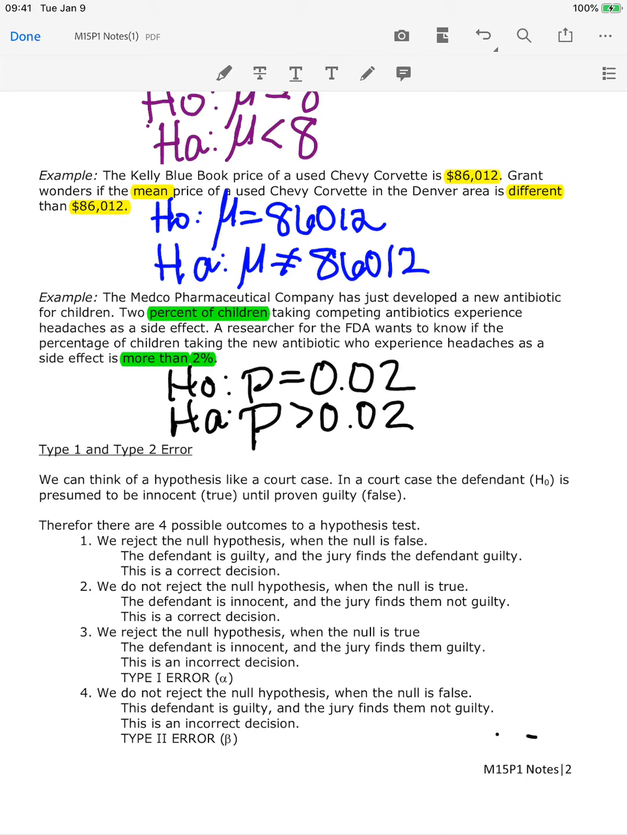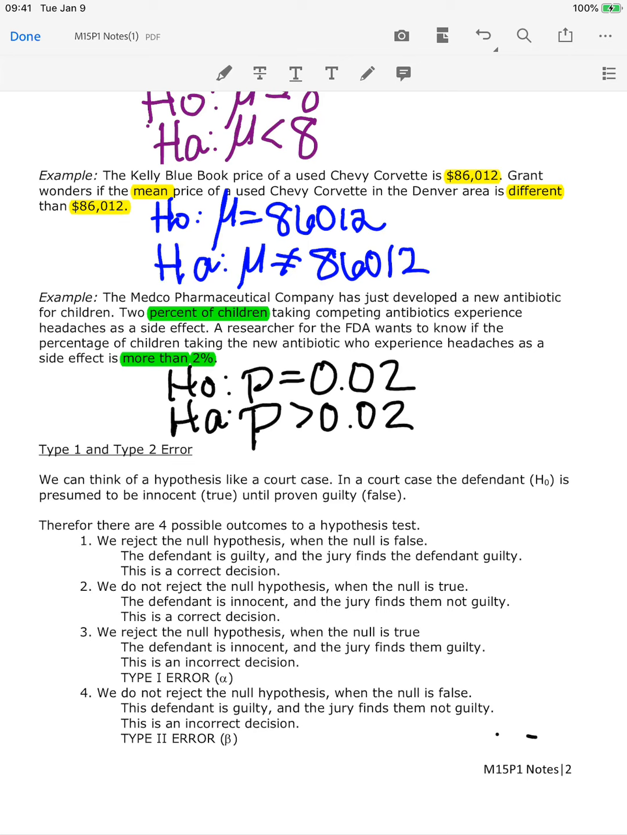So with this, the outcomes to a hypothesis test. The first outcome is that we reject the null hypothesis when the null hypothesis is false. So we said the null is false, and the null was in fact false, so this is a correct decision. This is like taking a defendant that is guilty and finding them guilty. The second outcome is that we do not reject the null hypothesis when the null was true. So the null is actually true, so that's another correct decision. This is like where the defendant is innocent and the jury finds them innocent or not guilty.